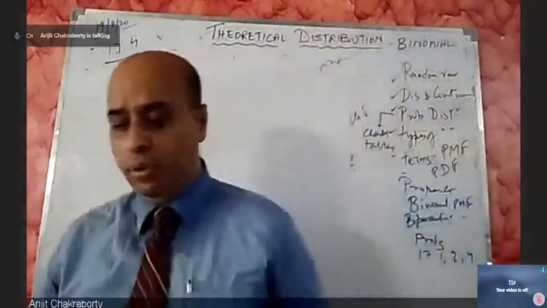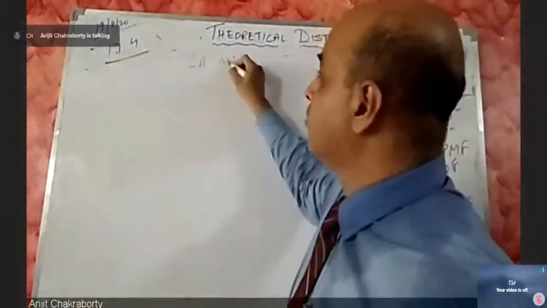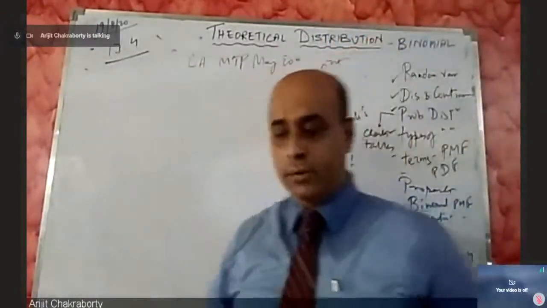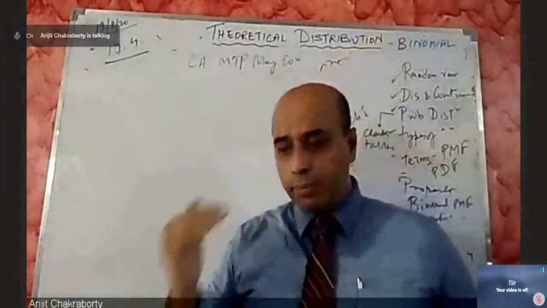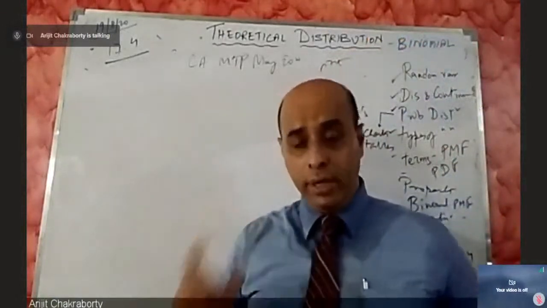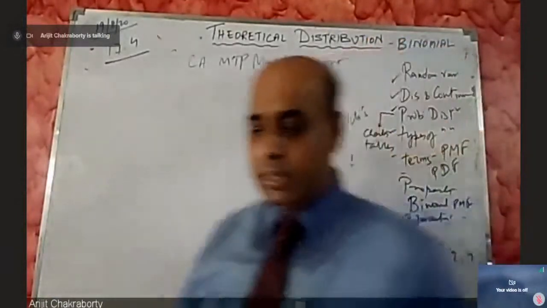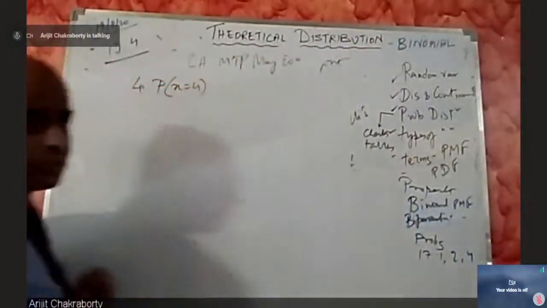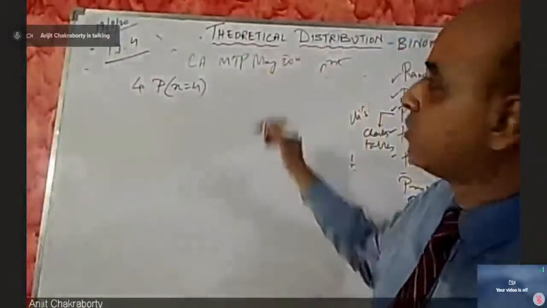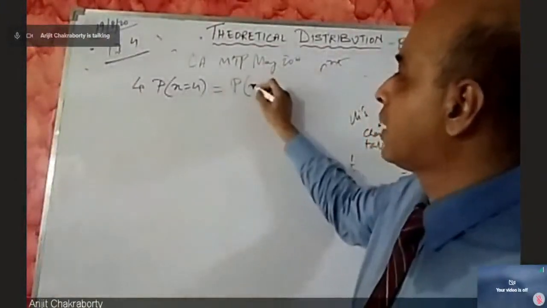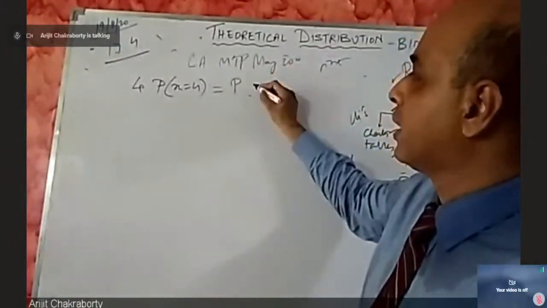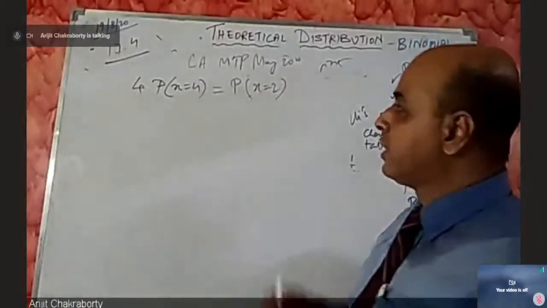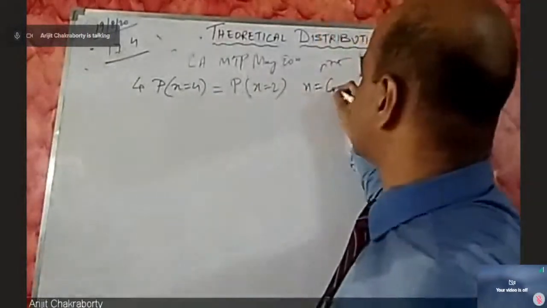This has also come in the CA MTP May 2020. Very important. Find the probability of success for the binomial distribution, and the condition is 4 into probability x equal to 4. Please note, 4 into probability of x equal to 4 is equal to probability that x equal to 2. And the parameter n, I am writing here, n is 6.